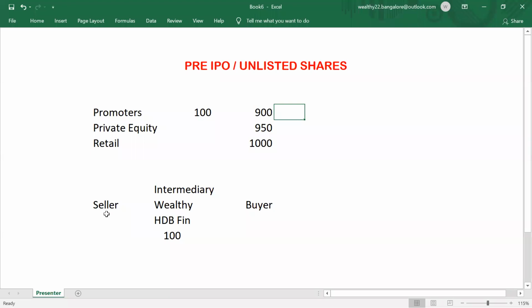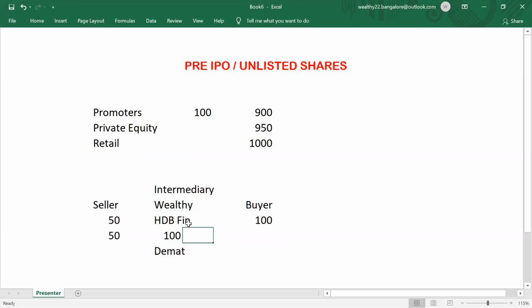Sometimes the seller at 900 might only have 50 shares. So we'll pick up 50 from here and 50 from there, and give the customer the average price, and the buyer can buy 100 HDB shares. We will move these 100 shares across and directly transfer them. In our case, when it comes to Wealthy, there are 2-3 ways intermediaries operate. Some intermediaries keep the shares in their own intermediary demat account and then transfer the 100 shares to the customer.